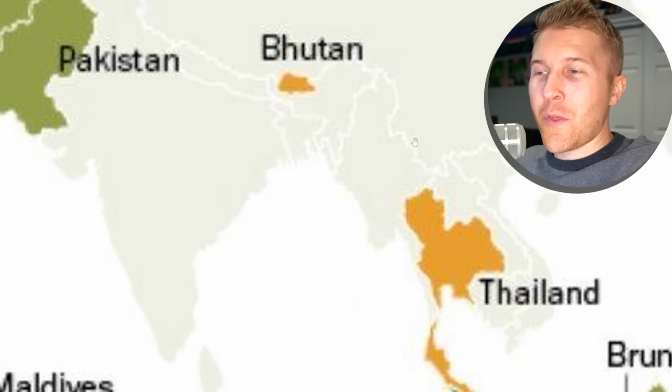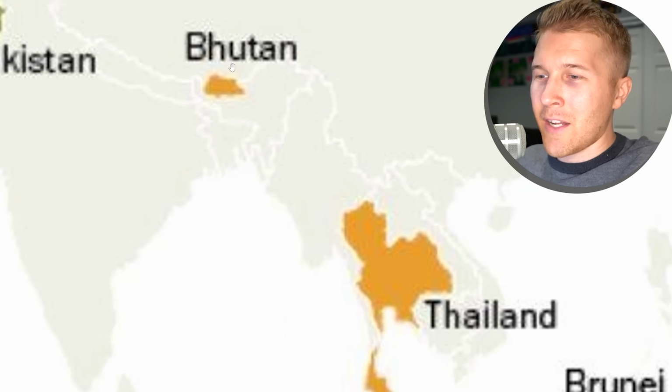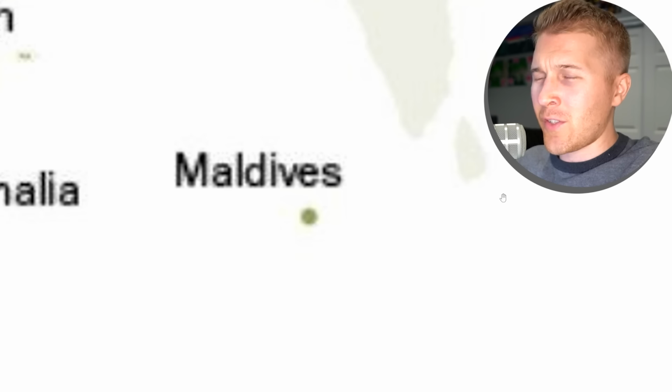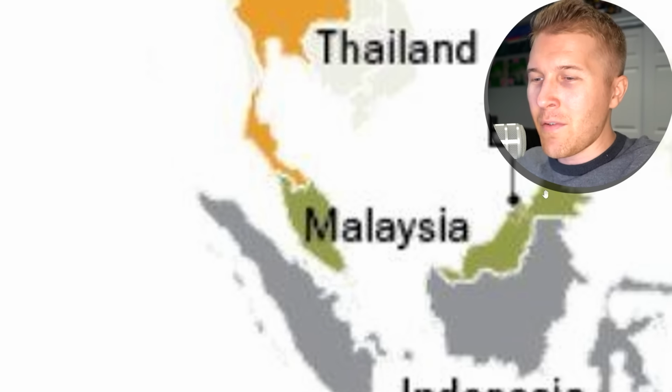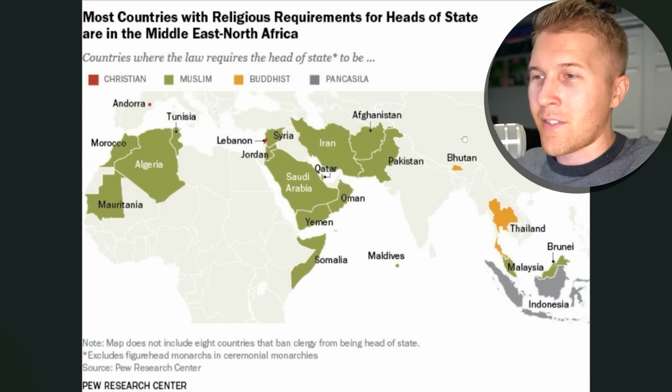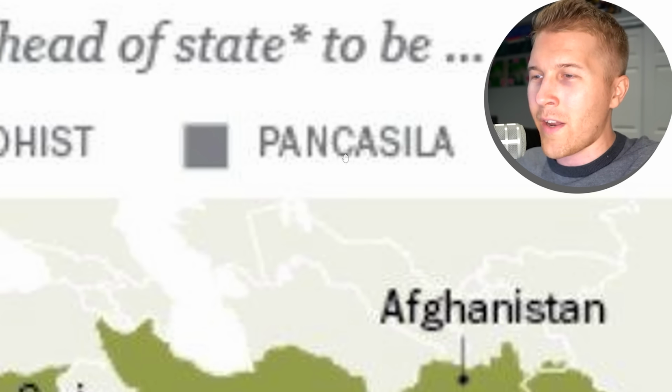There's 2 places on earth that require their head of state to be Buddhist, that is Bhutan and Thailand. Obviously, the Islamic requirements stretch from the Maldives over to Malaysia and even Brunei, but Indonesia is the only country on the list that requires... what is that? What the hell is even that? Is it some type of fusion religion?